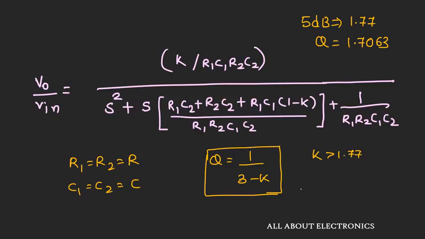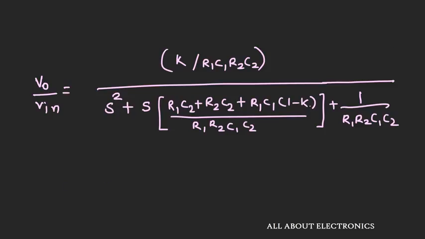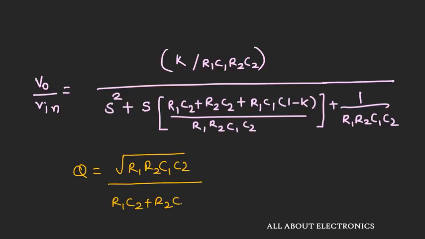But suppose you are not given the value of gain, then you can follow the same procedure which we followed in the Butterworth filter design. So here, instead of using this feedback gain, we will use the unity gain Sallen-Key filter. So the value of K will be equal to 1. And when K is equal to 1, then Q can be given by the expression square root of R1 R2 C1 C2 divided by R1 C2 plus R2 C2.